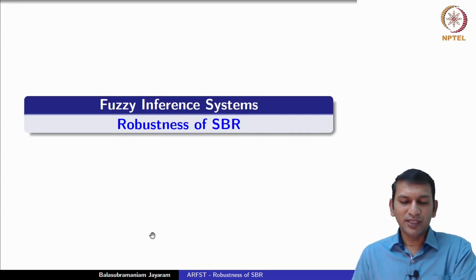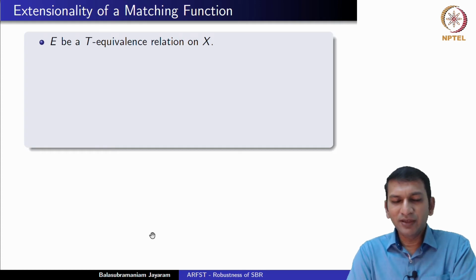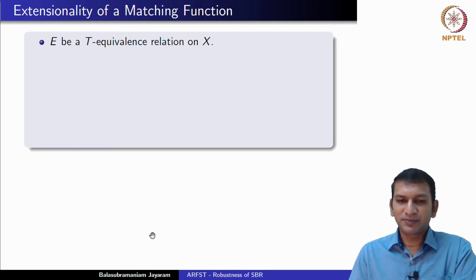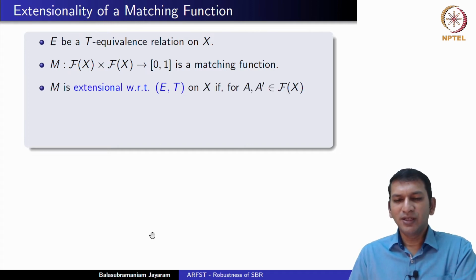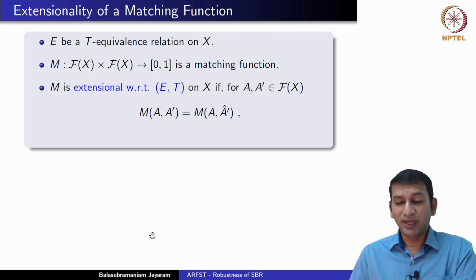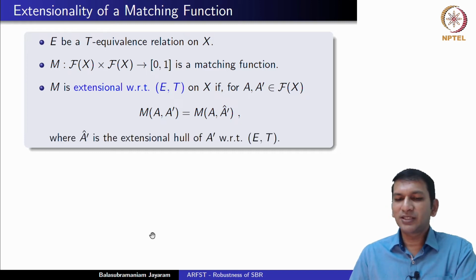Let's come to the robustness of SBR. For this, we need to define the extensionality of a matching function. Let E be a given T-equivalence relation on X and M be a matching function. That means it's a function from F(X) cross F(X) to [0,1]. We say M is extensional with respect to this T-equivalence relation E if for any two fuzzy sets A and A dash on X, we want that M of A dash, A is equal to M of A dash cap, A. Now what is A dash cap? It is the extensional hull of A dash with respect to the T-equivalence relation.